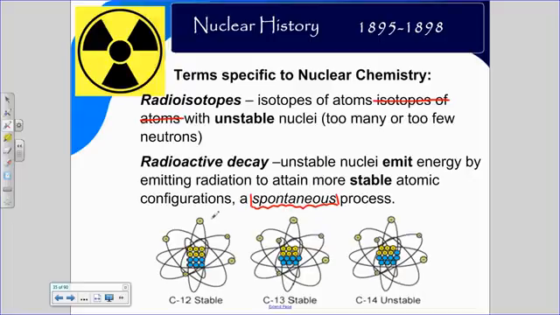So this is an example of 3 different isotopes of carbon: carbon 12, 13, and 14. Carbon 12: 6 protons, 6 neutrons, perfectly stable. Most of the carbon you are made of is this. Carbon 13 contains 1 more neutron, still relatively stable. A very small percentage of the carbon in you is made of this. And then finally, carbon 14.